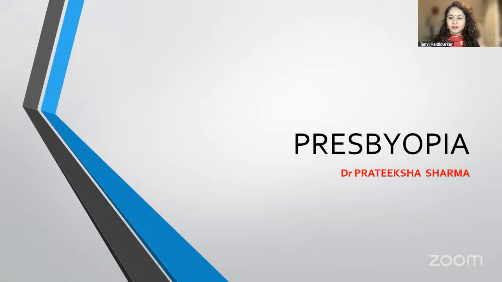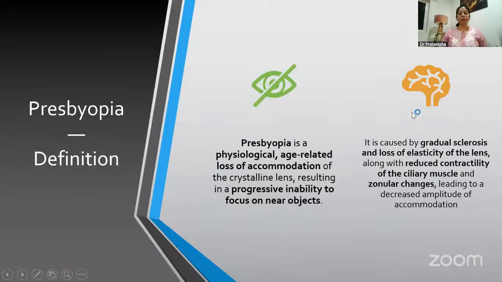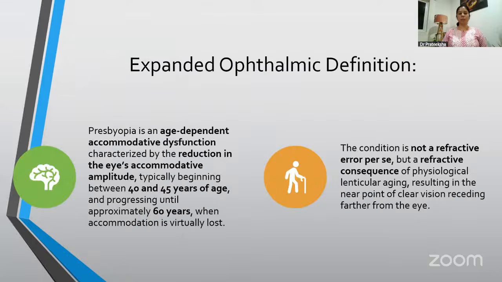Yes, please go ahead. Yeah, so I'll be talking about presbyopia, including optics. So what is presbyopia? Starting with the definition, presbyopia is a physiological and age-related loss of accommodation of the crystalline lens, resulting in a progressive inability to focus on near objects. It is caused by gradual sclerosis and loss of elasticity of the lens, along with reduced contractility of the ciliary muscles and zonular changes, leading to decreased amplitude of accommodation.